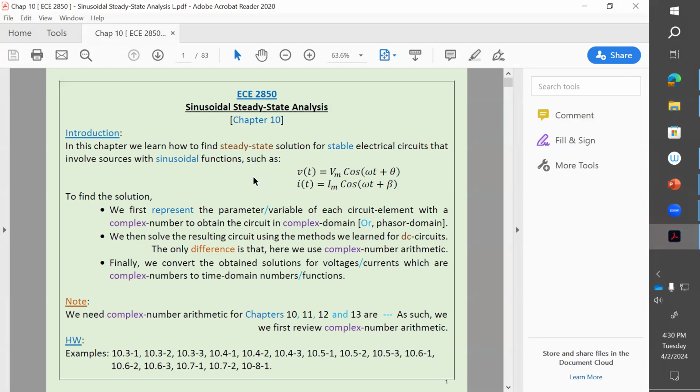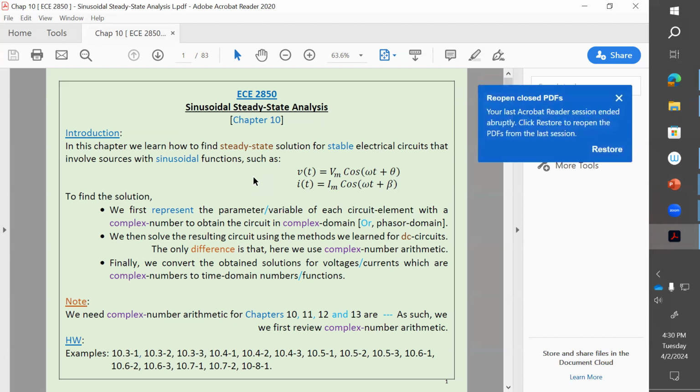Hey guys, so today I'm gonna start a new chapter. This is chapter 10 in the textbook, but this is topic number 9. There is one chapter we are not gonna teach. We are not gonna teach it. So this is chapter 10, but actually in the textbook it should be chapter 9, or topic number 9.